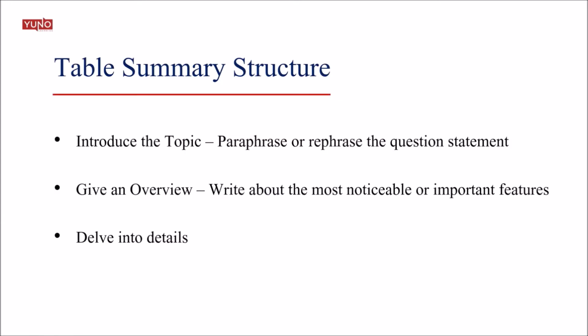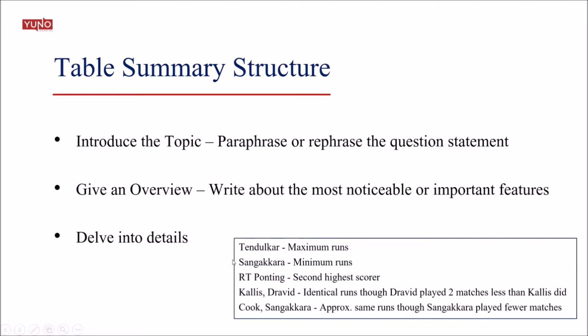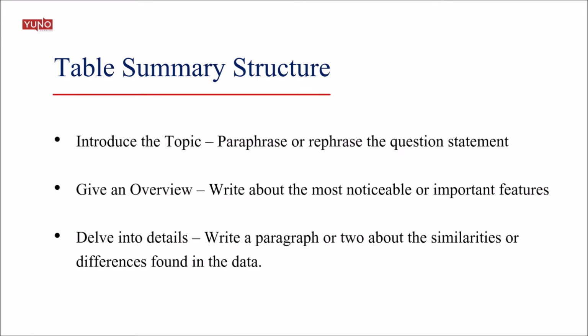In the second paragraph, give an overview of the most noticeable or important features of the table. So here we can talk about the players who made maximum and minimum runs. And finally, you can delve into details. Here you can write a paragraph or two about the similarities or differences you found in the data. So first, introduce the topic by paraphrasing the question statement. Then write an overview of most noticeable or important features. And finally, describe the data in detail.